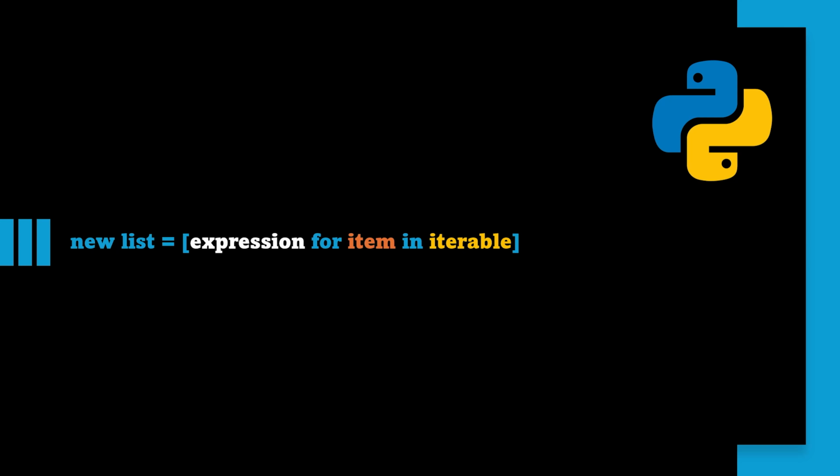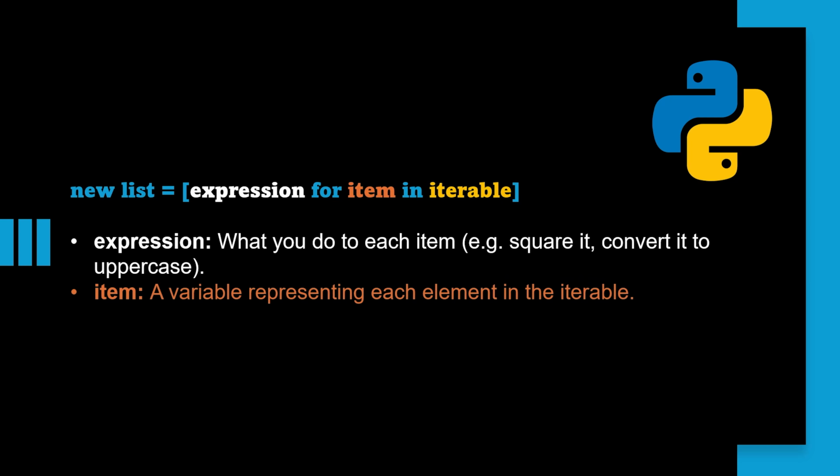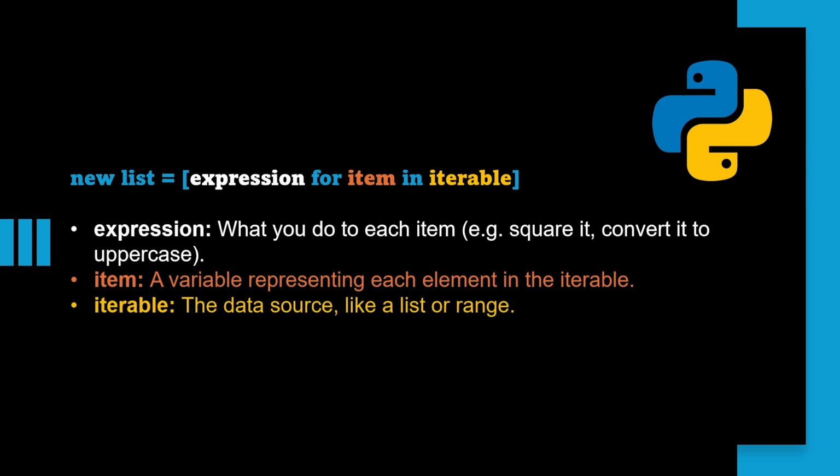So expression is what you do to each item. You might want to square it or convert it to uppercase or get the square root of it. These are all valid. Item is a variable representing each element in the iterable. List comprehensions are not just shorter, they are often faster than loops because they are optimized in Python's internals. Let's see it in action with our first example.